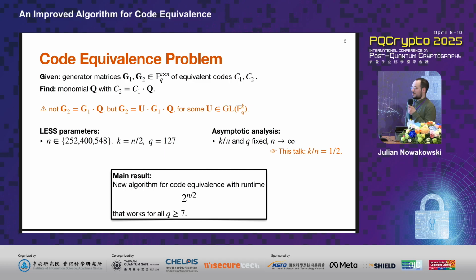Good, and now I can already tell you what the main result of the paper is, and that's a new algorithm for the code equivalence problem that solves it in runtime 2 to the n over 2, and it works for all q greater or equal than 7.